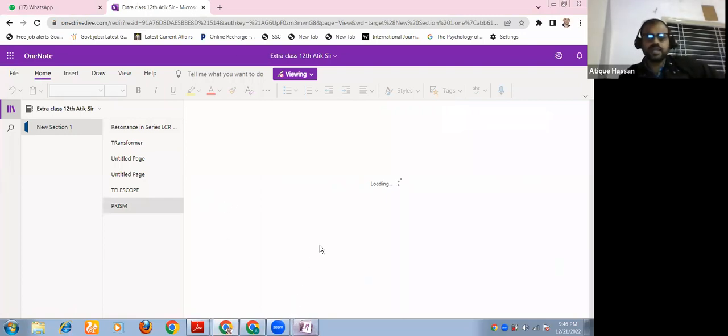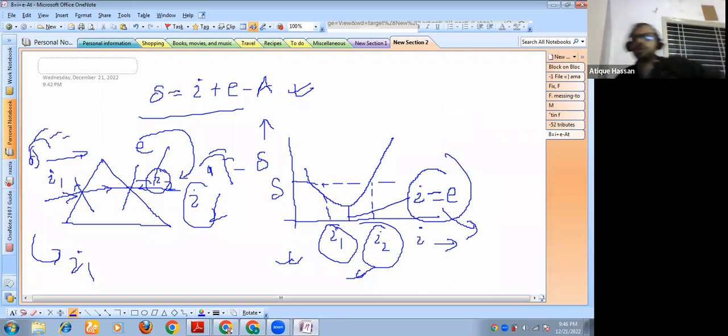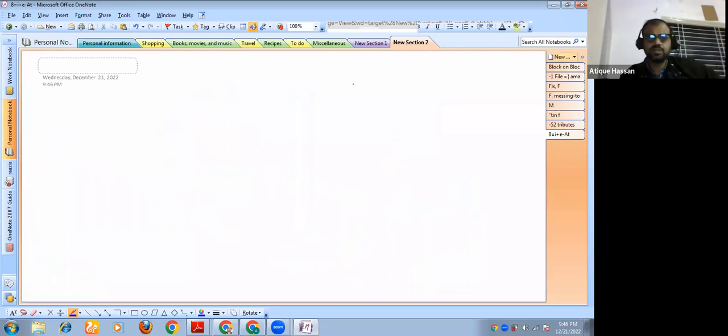So it was found that for a particular angle of incidence, that is I equal to I1 equal to I2, or I equal to E, the angle of deviation was minimum from the graph. So that minimum deviation was only when the angle of incidence was equal to the angle of emergence. In that case, it was found that deviation is minimum. So from that we can write delta minimum.